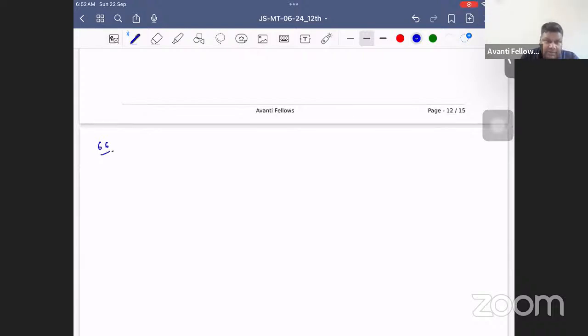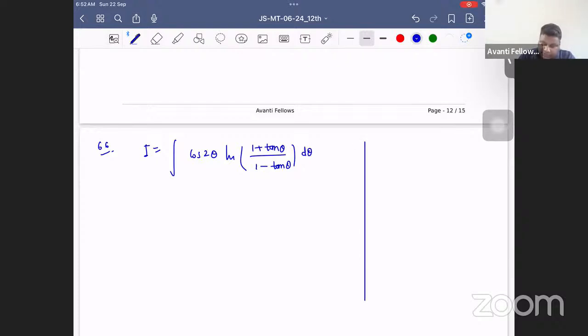The 66th question is the integration of cos 2 theta ln of (1 plus tan theta) upon (1 minus tan theta) d theta. So first of all, in a rough section, because I'm trying to use by parts here, this will be my first function and this will be my second function.